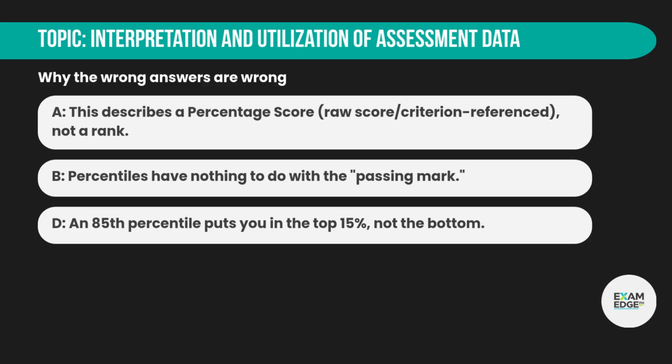Why the wrong answers are wrong? A. This describes a percentage score, raw score, criterion referenced, not a rank. B. Percentiles have nothing to do with the passing mark. D. An 85th percentile puts you in the top 15%, not the bottom.